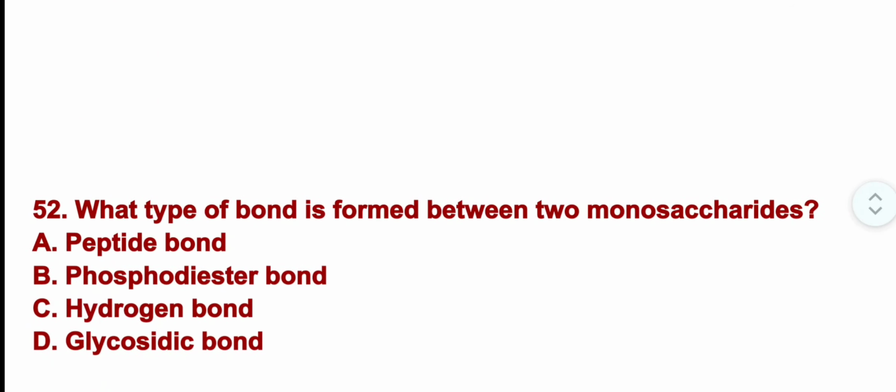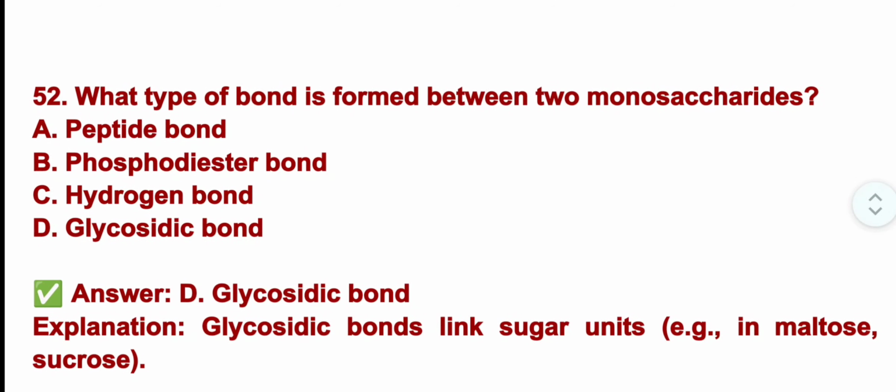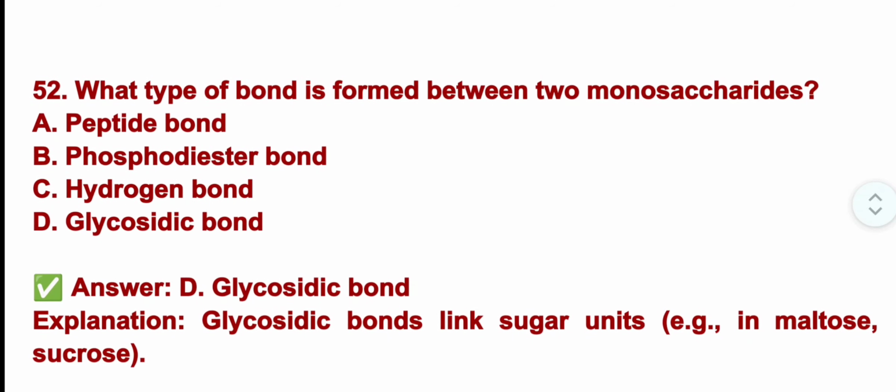Question number 52. What type of bond is formed between two monosaccharides? The correct option is option D. Glycosidic bond. Glycosidic bonds link sugar units. Example: in maltose, sucrose.